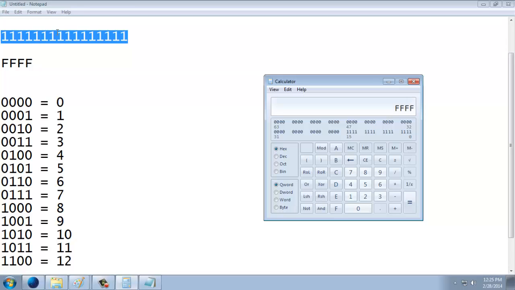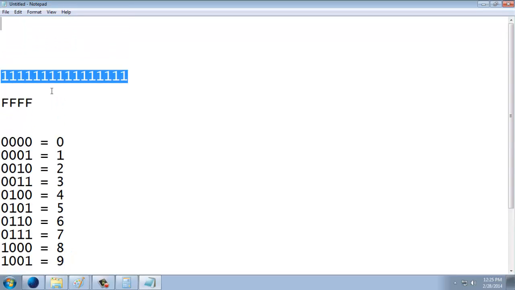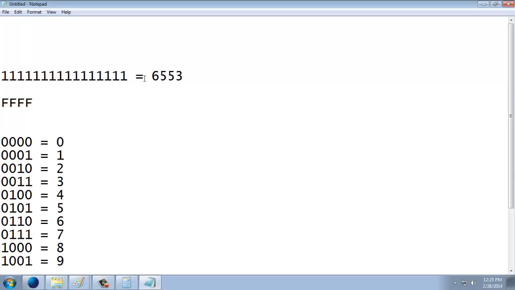So all the bits, 16 bits 1, we can represent that number in hexadecimal using FFFF. Oh, what is the binary equivalent of this one? All bits, 16-bit number, all kept as 1: 65535.